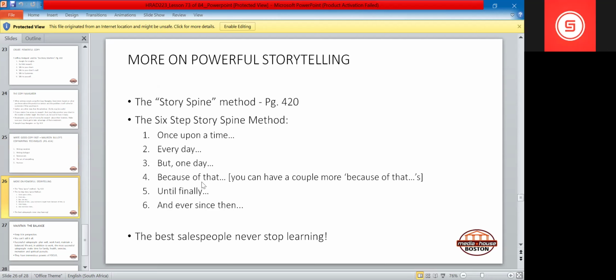Just again on page 420, the 6-step story spine method says we can start at once upon a time. Every day, but one day, because of that particular something. You can have a couple more, because of that something, until finally this happens. And ever since then, you were happier, or you had a more secure home, or a healthier life. So if we break that down on the thought pattern of health.